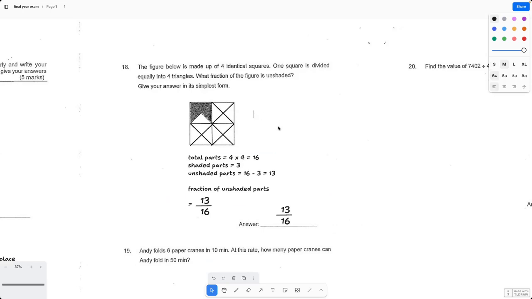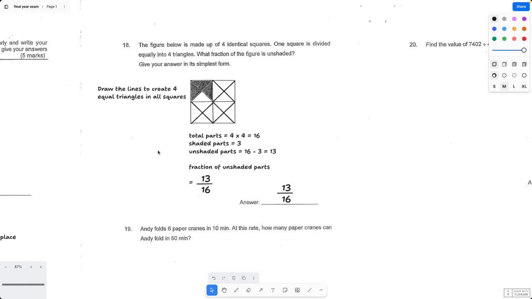All right, let's move on. So basically, draw the lines. Draw the lines to create 4 equal triangles in all squares. Basically, that's what I did. Okay, in this case, draw the lines. Yeah, there you go.